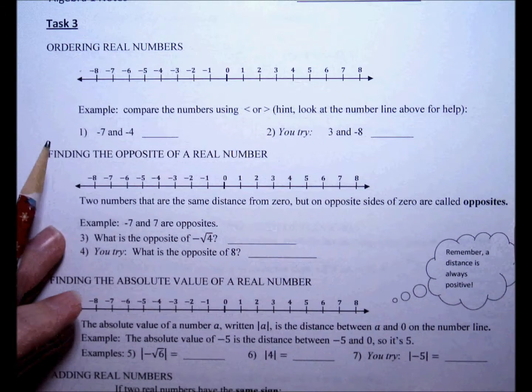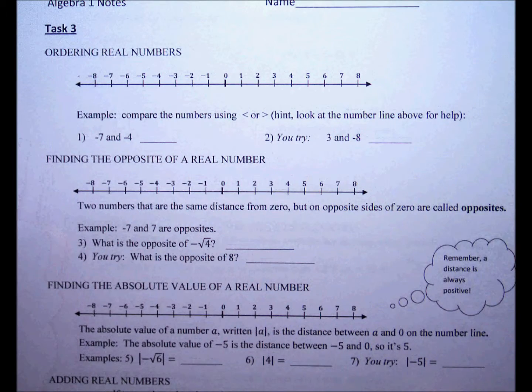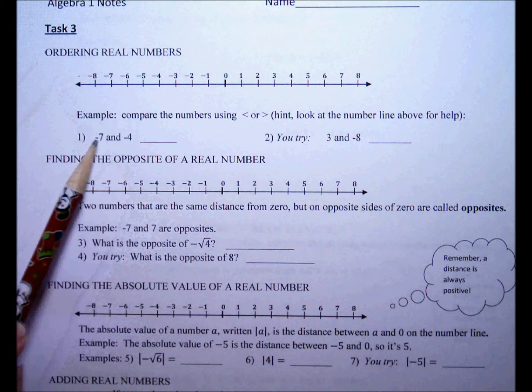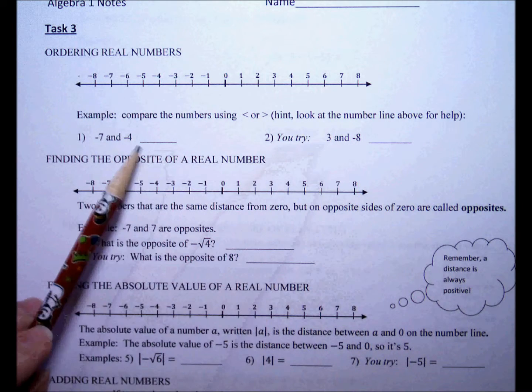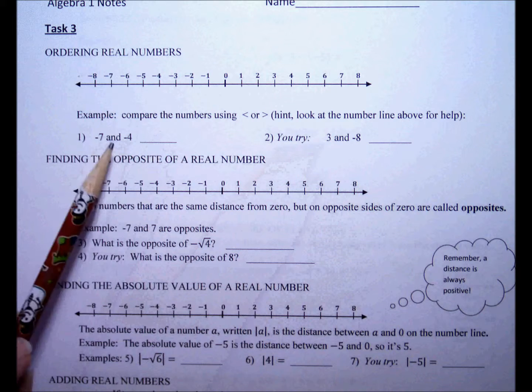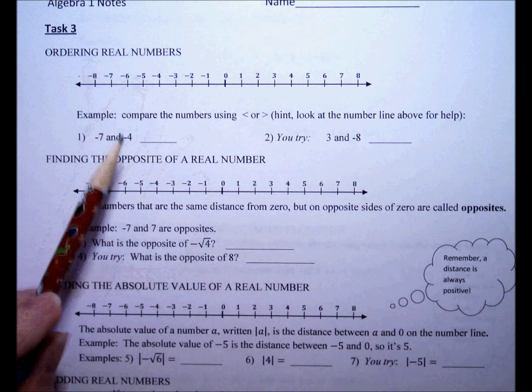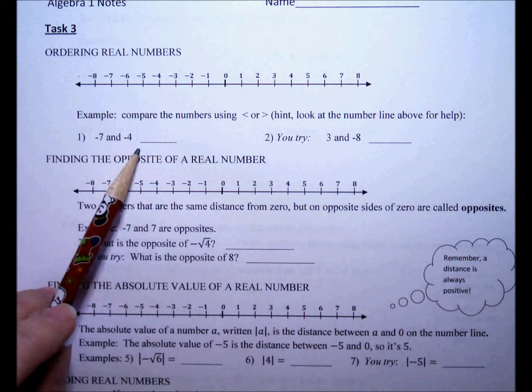So this is Algebra 1, Task 3. The first thing we're going to do is just look back at ordering real numbers. Actually, I've just got some integers here, and I want you to compare the integers using the number line, just as a refresher, because sometimes this can be challenging.